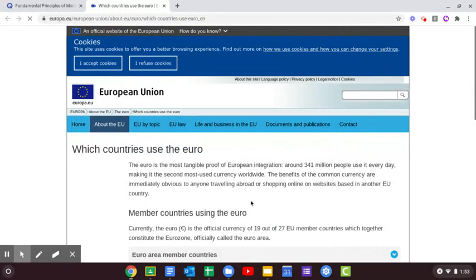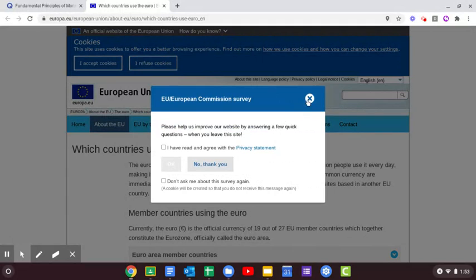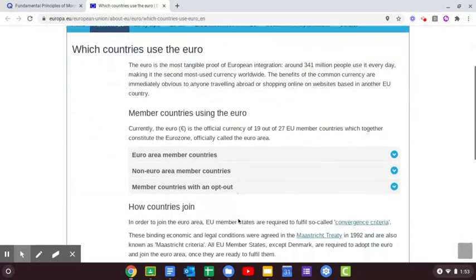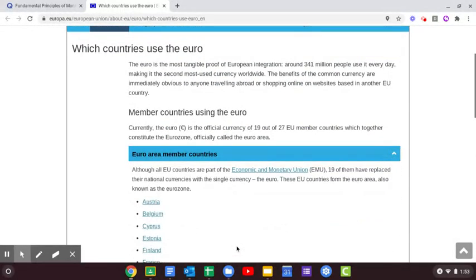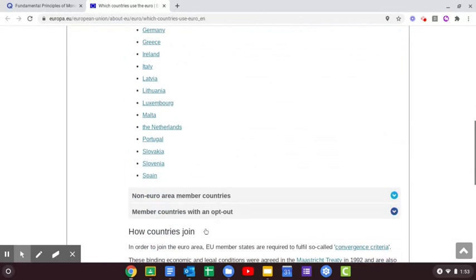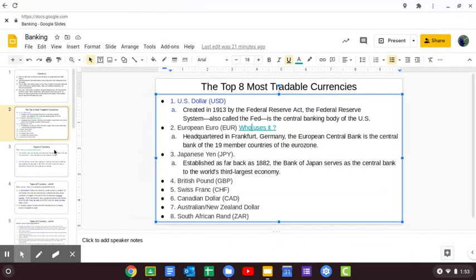So, European euro. Currently, the euro is the official currency of 19 of the 27. And if we click right here, here's all of our different countries involved with the euro. Back to where we were.